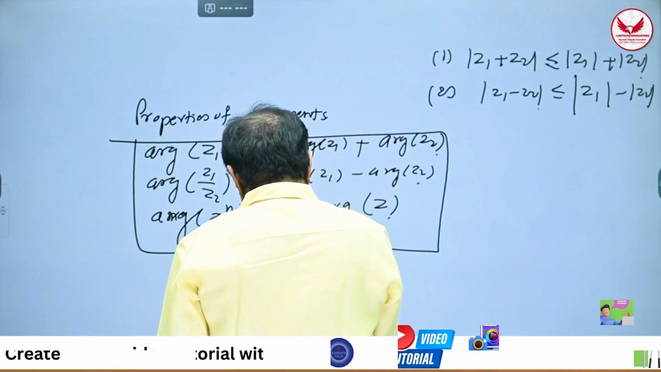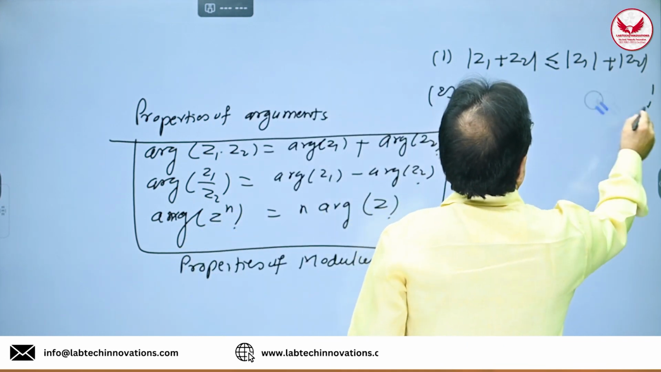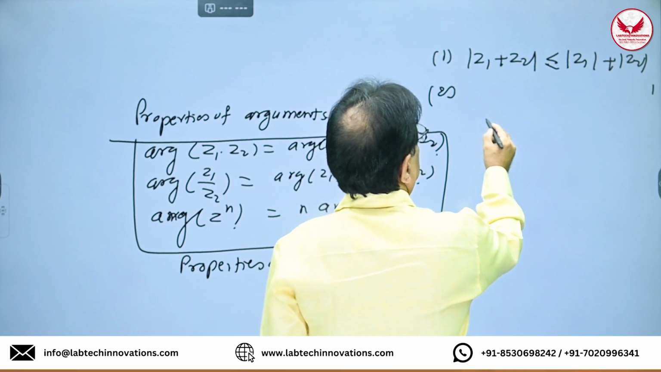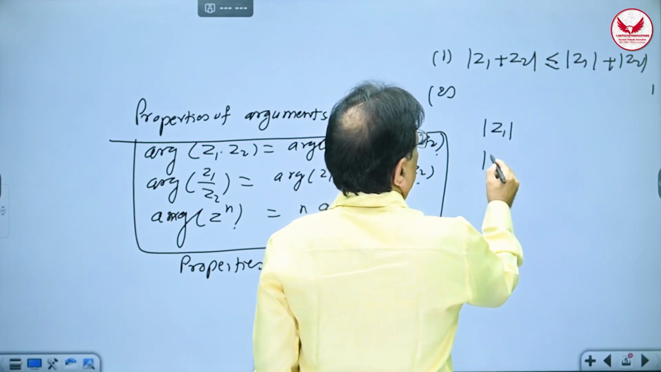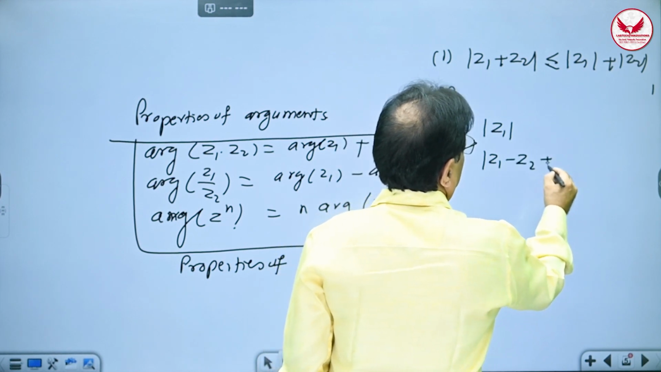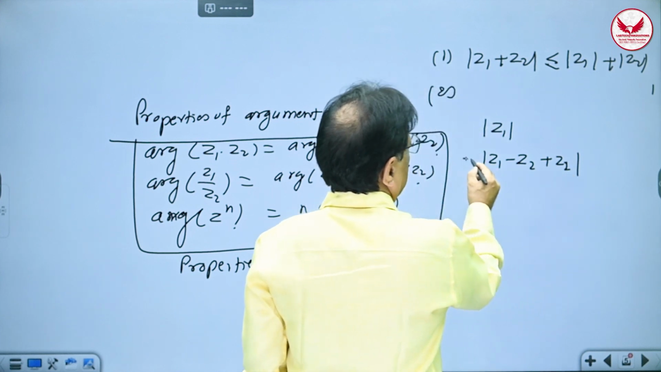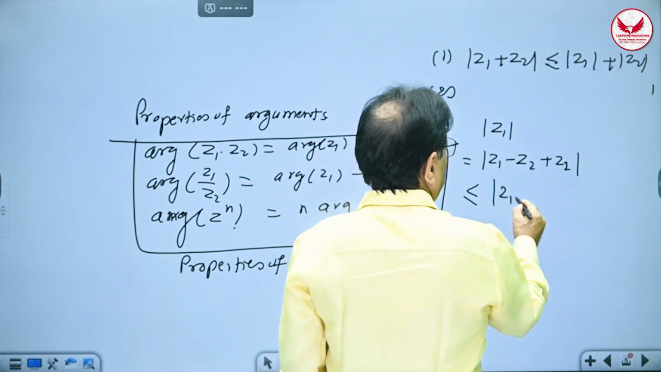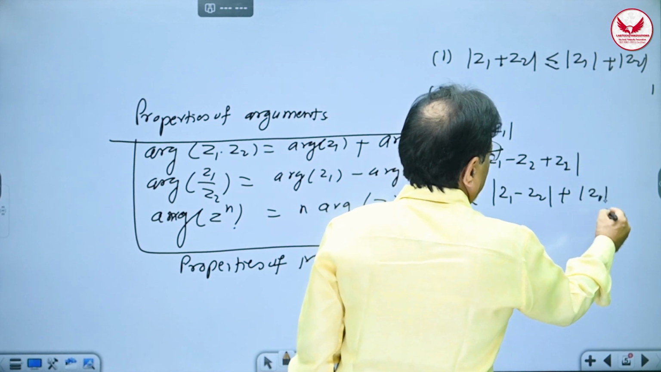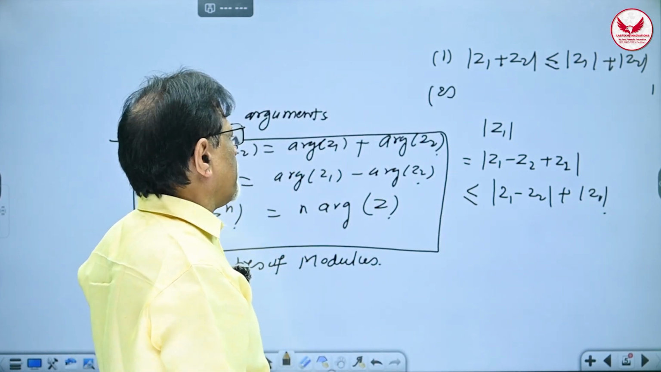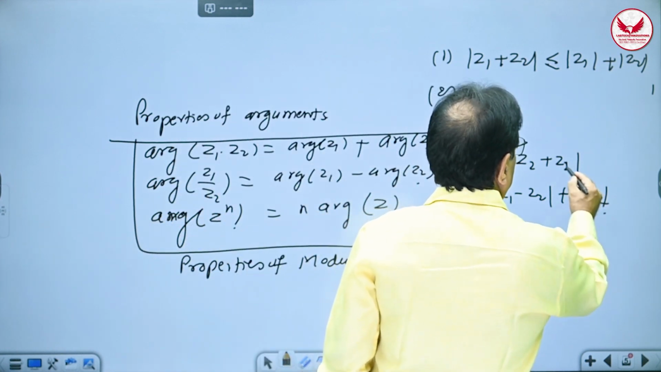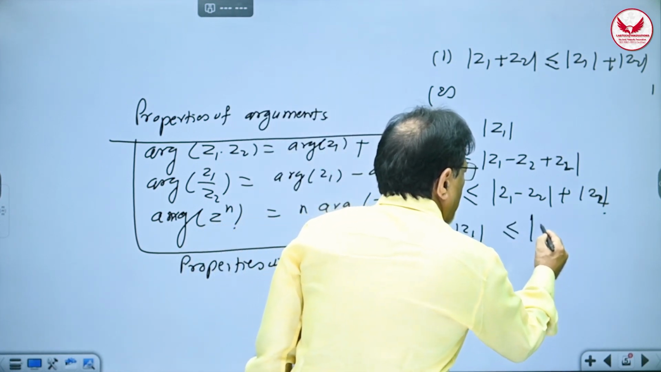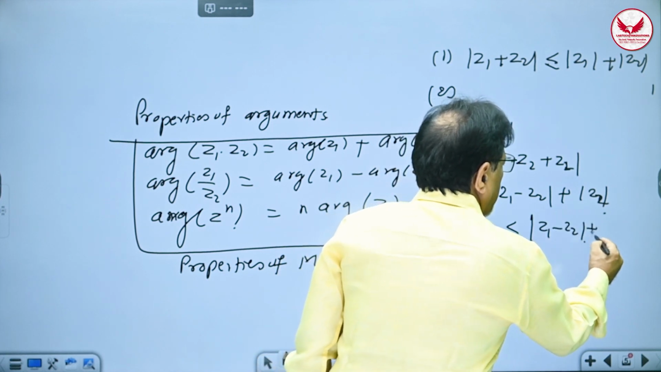I will demonstrate this simple statement. So, look at it like this. Suppose I write mod z1. Then what do I have to do? Z1 minus z2 and plus z2. This can be written like this or not? Yes, very nice trick. But according to the first property, this is less than or equal to what? Mod of z1 minus z2 plus mod of z2. Okay? So now that means we got this: mod of z1 is less than or equal to mod of z1 minus z2 plus mod of z2.